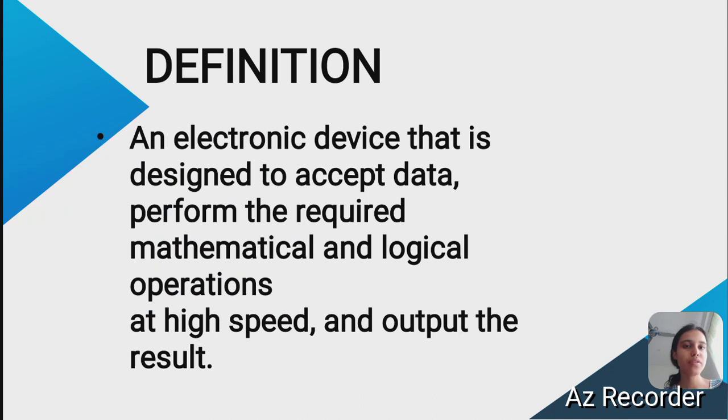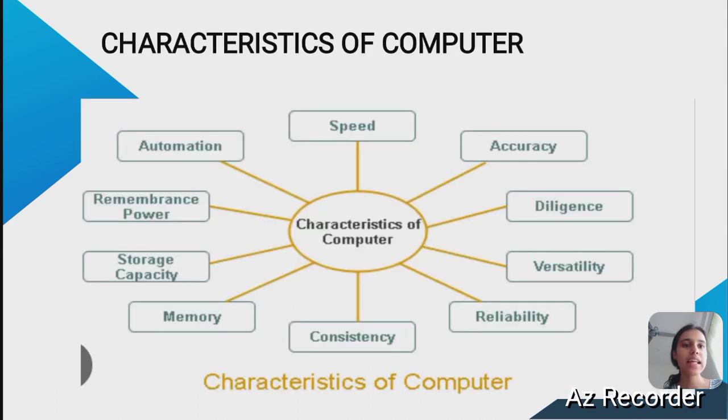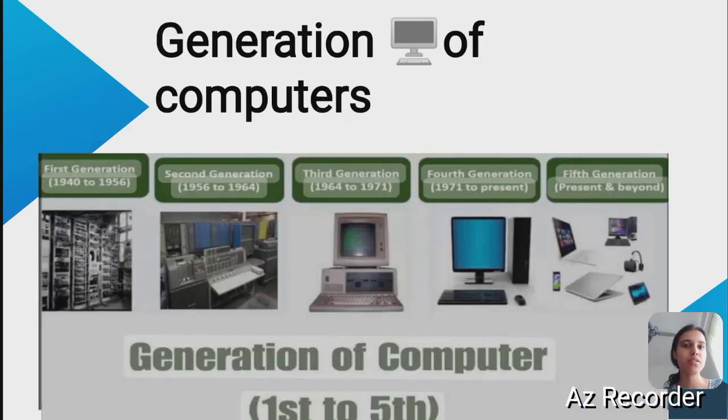The definition of computers is nothing but an electronic device that is designed to accept data, perform the required mathematical and logical operation at high speed and output the result. Characteristics of computers are nothing but speed, accuracy, diligence, versatility, reliability, consistency, memory, storage capacity, remembrance power, and automation.